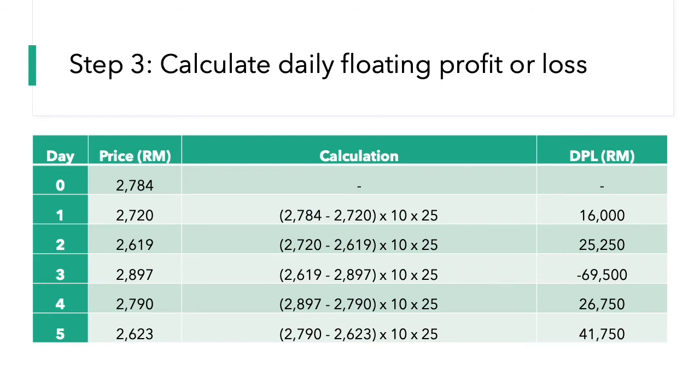That's why for daily floating profit and loss day 1, 2784, selling price day 0 is the selling price, minus 2720, this is your buying price, which is the price in day 1. So you get a positive value, 16,000. If you get positive, that means you make a profit. If you calculate the daily floating profit and loss and get negative, you make a loss. So from this table, you can see that day 1, day 2, day 4, and day 5, you make a profit. Day 3, you make a loss of 69,500.